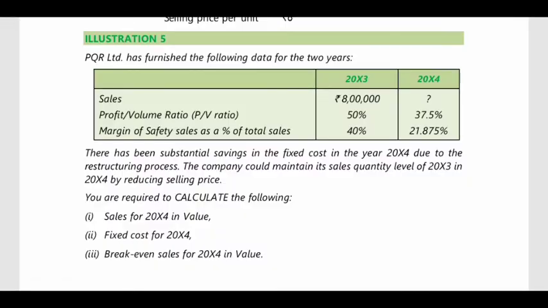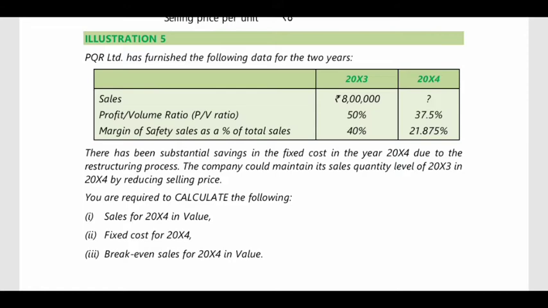Illustration 5. PQR Limited has furnished the following data for the 2 years 2013 and 2014. Sales, they have given 8 lakhs for 2013 and for 2014 we have to calculate. They have given profit volume ratio, margin of safety as a percentage of total sales. Then they said that there has been substantial savings in the fixed cost in the year 2014 due to the restructuring process. The company could maintain its sales quantity level of 2013 in 2014 by reducing the selling price. You are required to calculate the following.